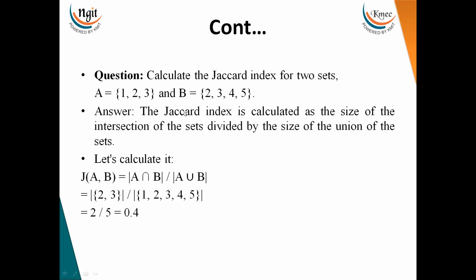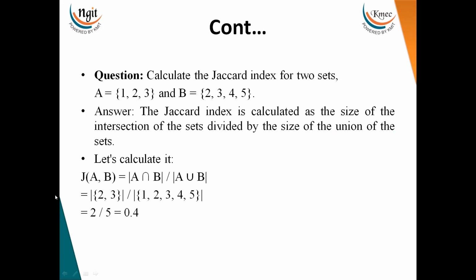So what is A intersection B? A intersection B is nothing but the common elements between A and B. So 2 and 3 are common. So my A intersection B value is 2 and 3. When I'm talking about A union B, it is nothing but all the values of set A as well as all the values of set B, but there will be no repetition. So A union B will become 1, 2, 3, 4, 5.